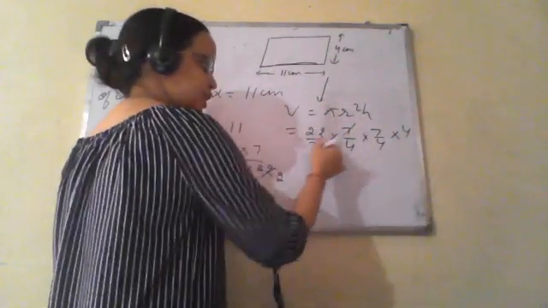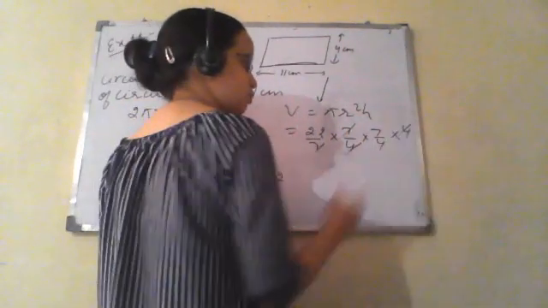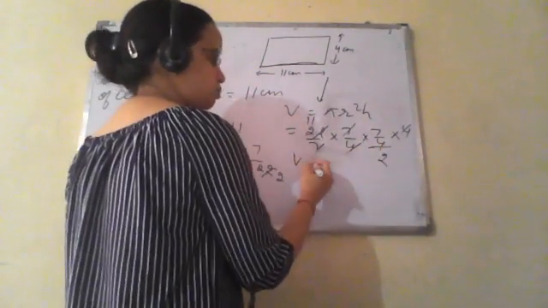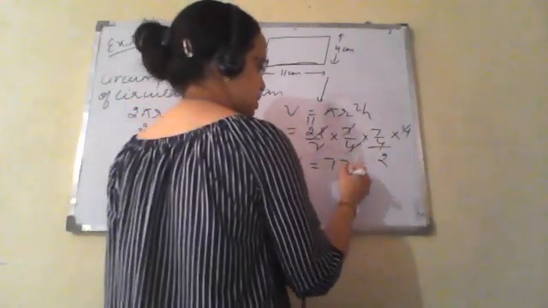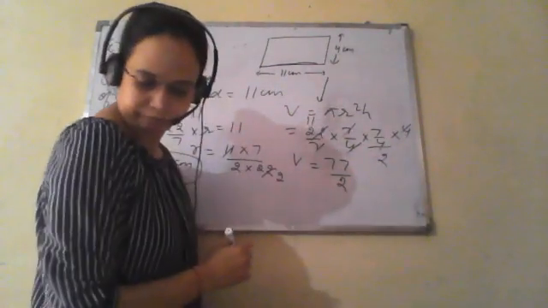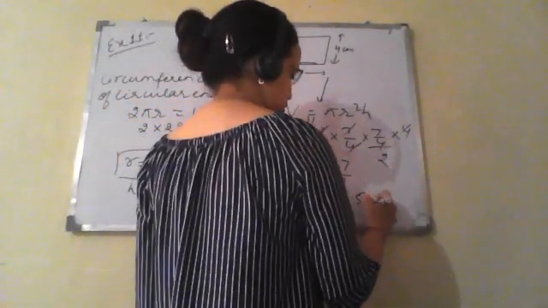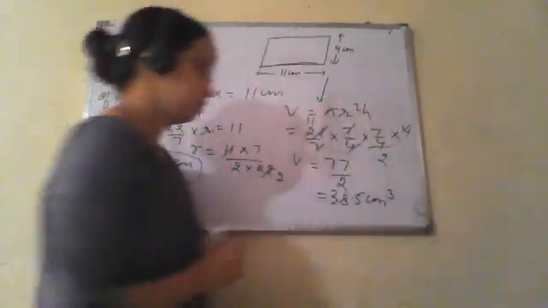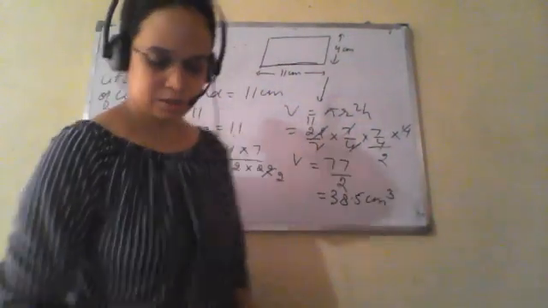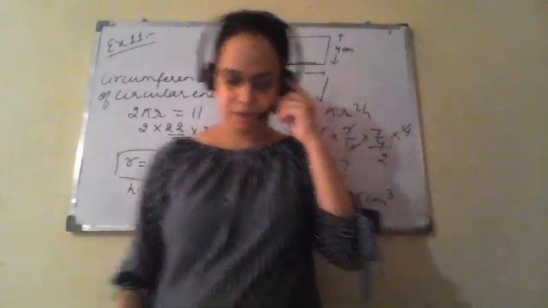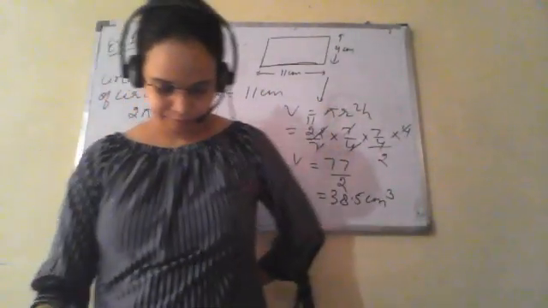Clear? So we can cancel out 7. We can cancel out 4. This is 11 and this is 2. So volume is 77 upon 2, or this is 38.5 centimeter cube. Clear? So this is how we have calculated the volume of the cylinder.